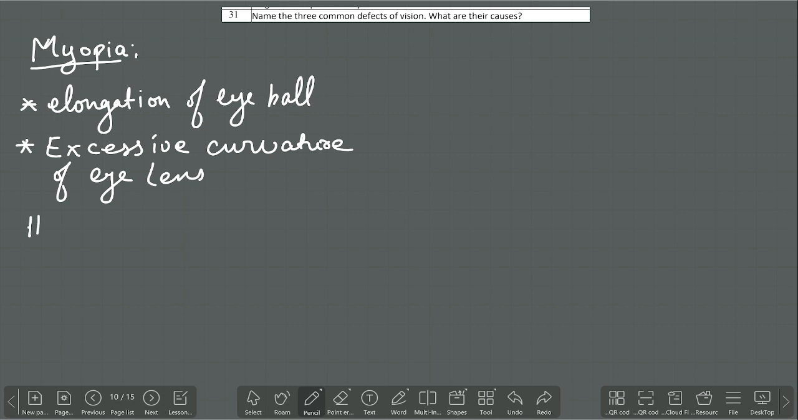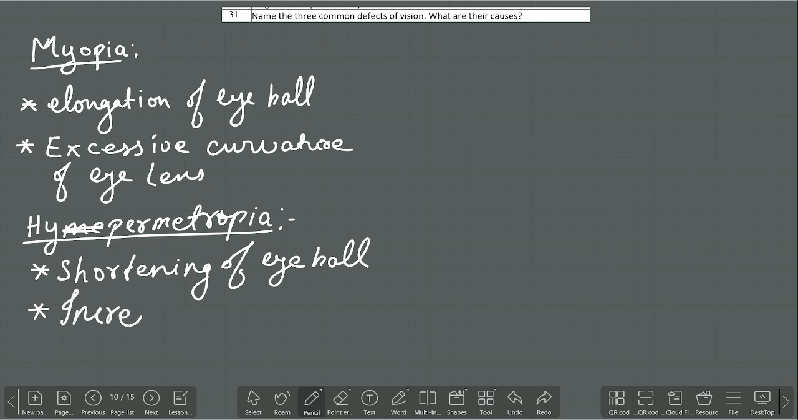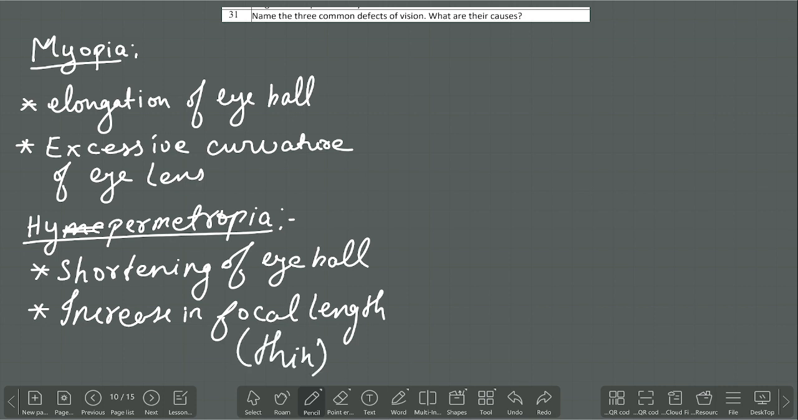And the second defect, what you are having? Second defect, it is hypermetropia. And this one is caused due to the first cause, it is shortening of the eyeball. That means the size of the eyeball will become smaller. And another cause, it is caused due to the increase in focal length. The reason why the focal length is getting increased is that the curvature of our eye lens will become thin.